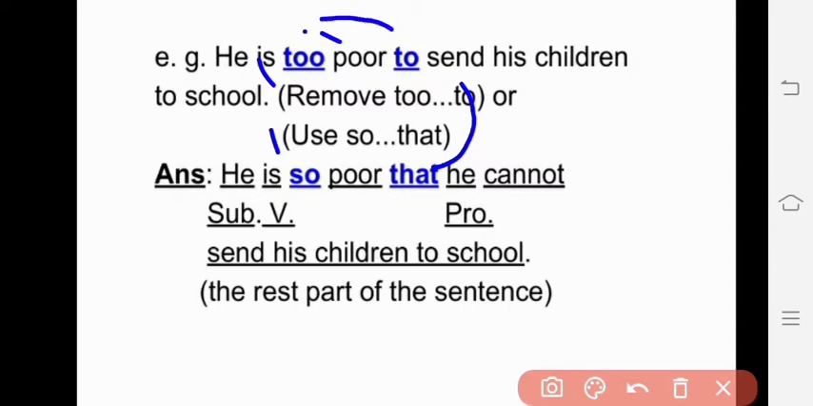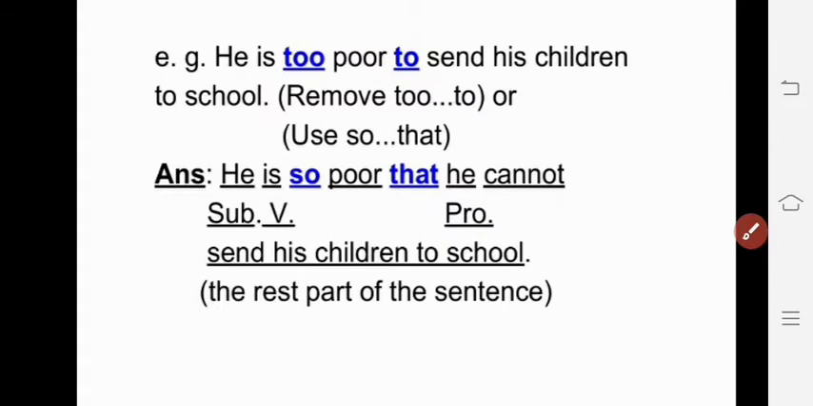The word to shows a negative aspect, meaning it shows a negative sentence. So while you convert using so that, the meaning of the sentence remains the same and cannot be changed. You have to take care that while you convert using so that, the meaning of the sentence remains intact without any change. So when we apply so that, what is the sentence? He is so poor that he cannot. After that, immediately we apply the pronoun as per the subject. He cannot send his children to school.